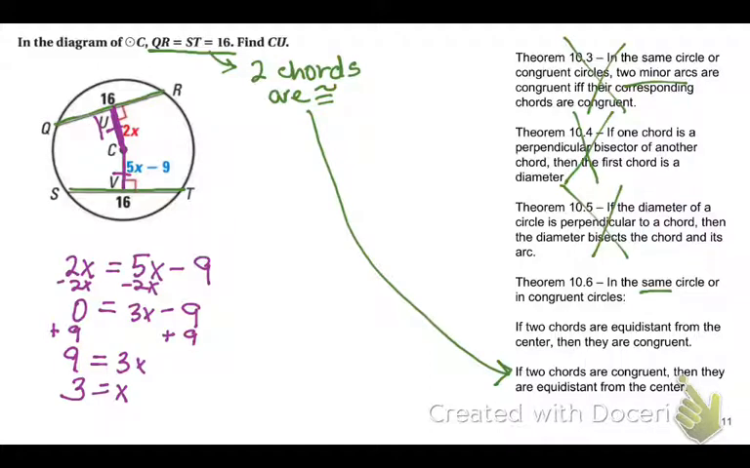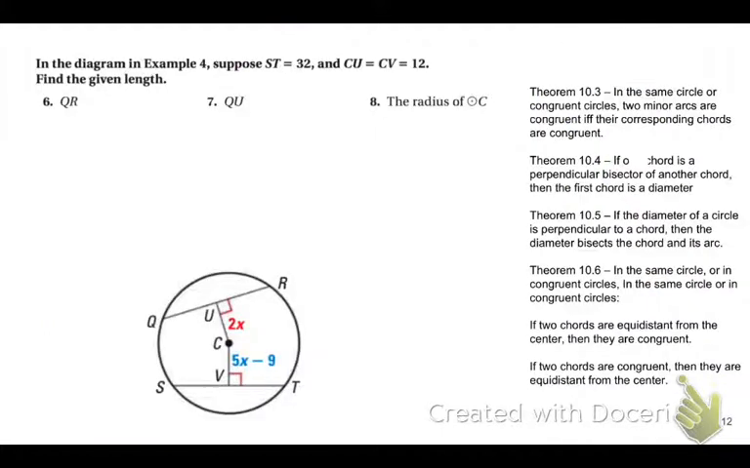Now it didn't ask us to find x, right? It said find CU. And we know from the diagram CU is equal to 2x. So CU is equal to 2 times 3 equals 6. And we're done. So it required that you use the right theorem, and then the information from that theorem to solve the problem. That's what you'll be doing in the homework questions. Okay, so let's do one more example.